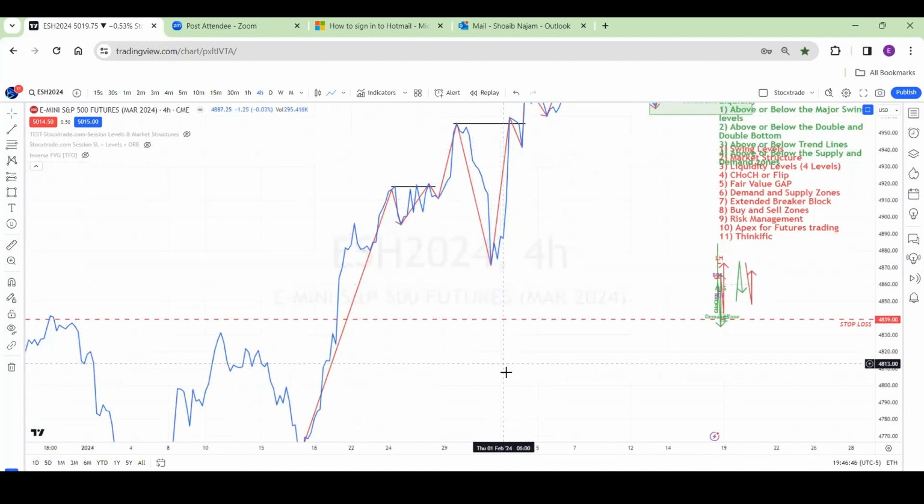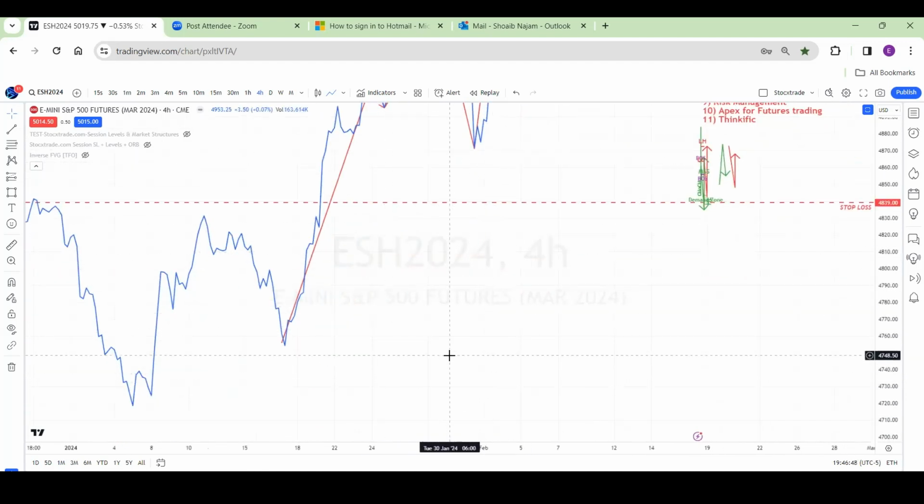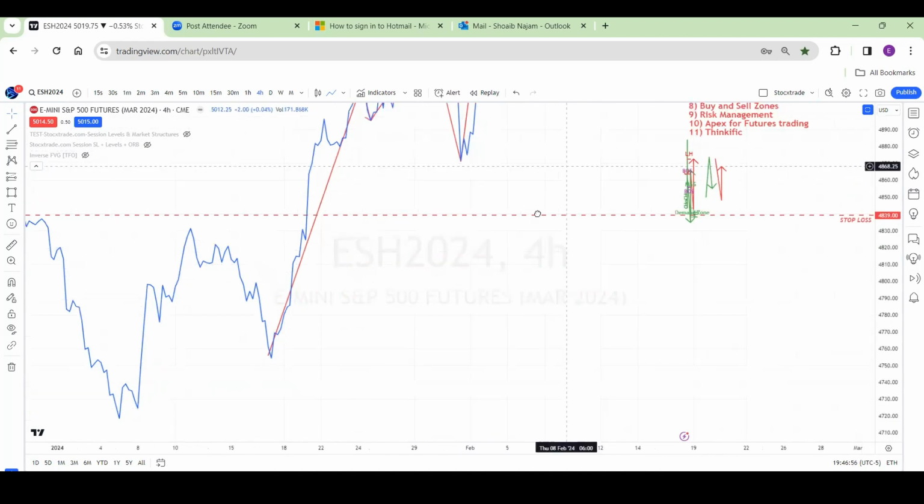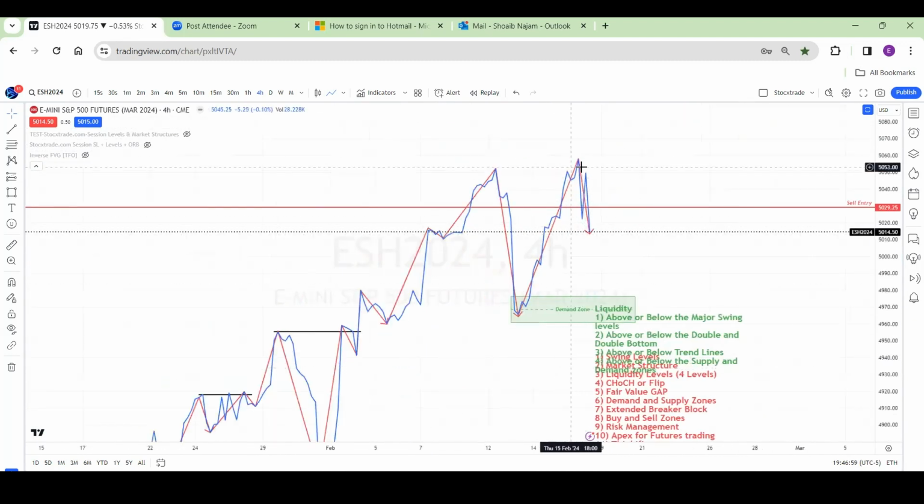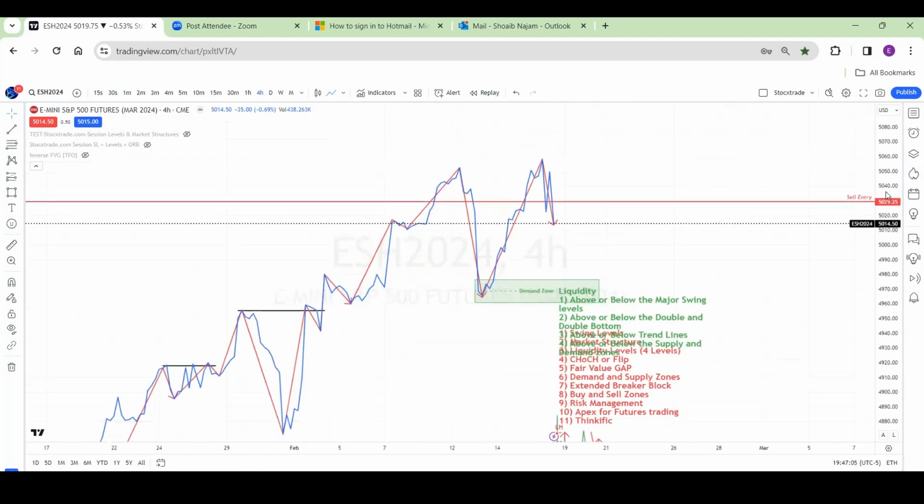Until the market comes down and breaks, suppose in the previous time, in the month of January, if the market breaks this low, then it needs to retest the high again. Right now we are in a bullish trend. We are not coming down. S&P 500 has already created its all-time high.